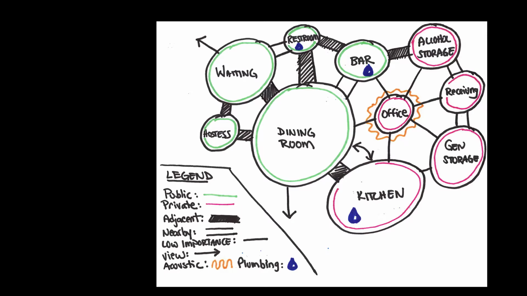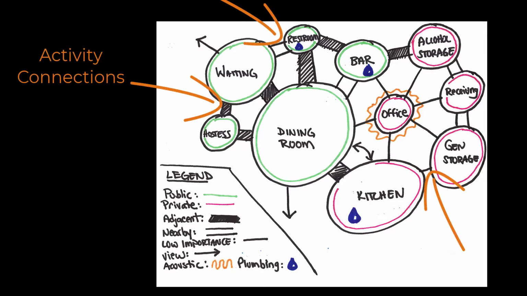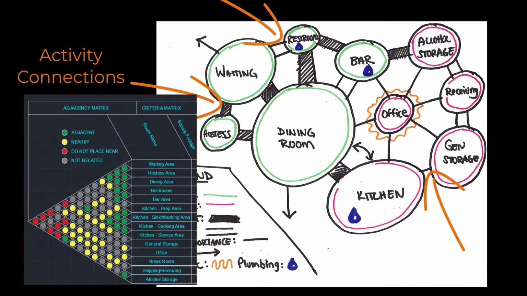Activity connections are those lines that are drawn in between the two bubbles that show how important those two rooms or spaces are to each other. So the activity connection line represents the colored circles of your adjacency matrix. And what you see in the adjacency matrix, you should see in the same connection in your activity line.